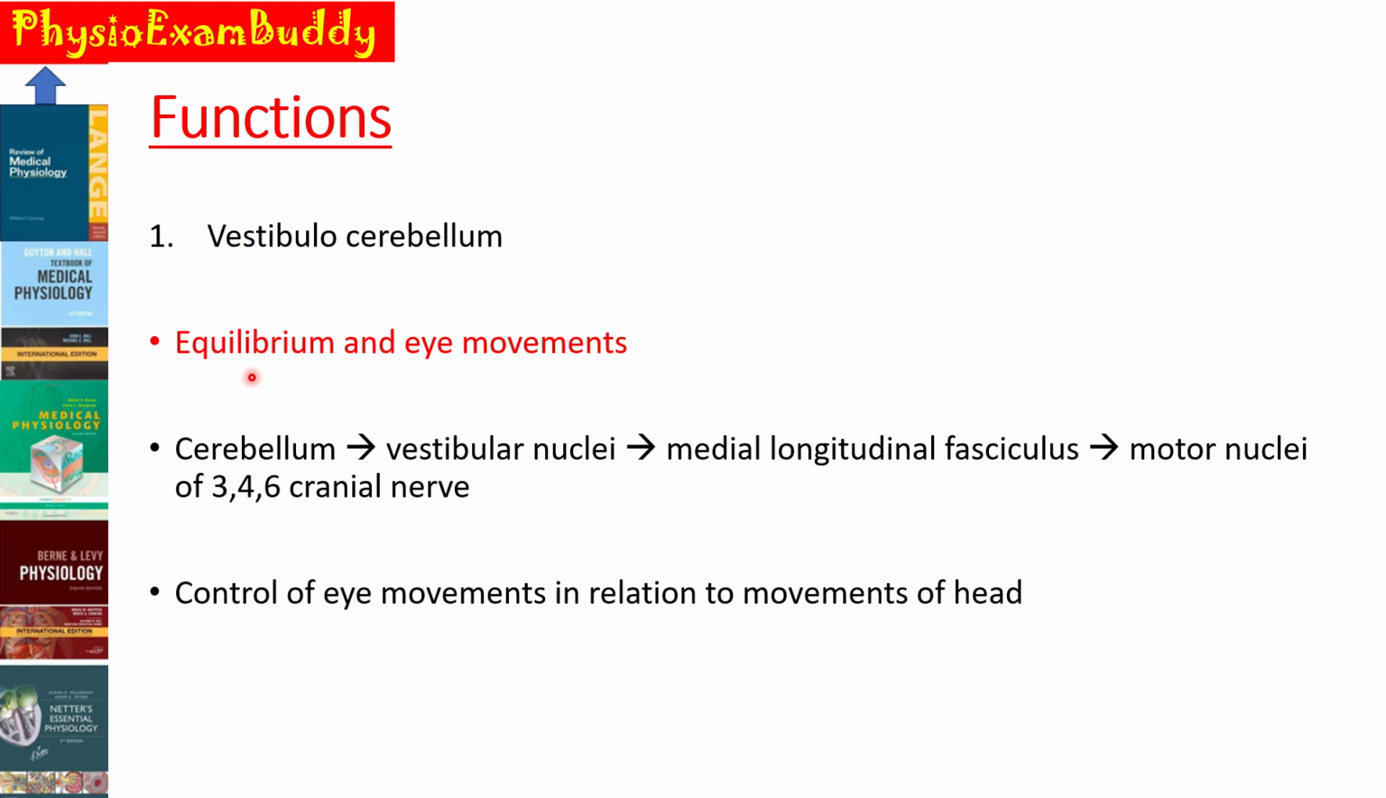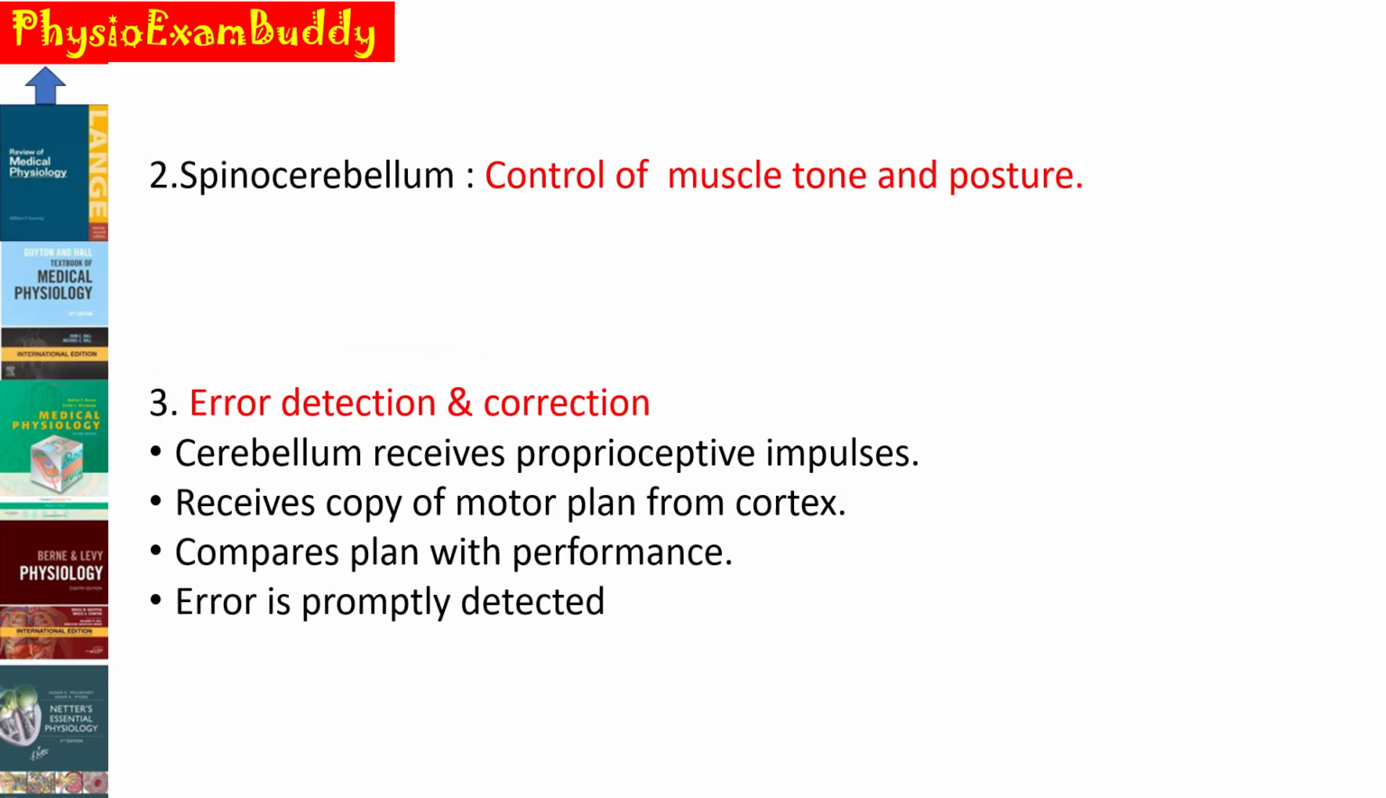It is mainly related to equilibrium as well as eye movements. The fibers from the cerebellum project to the vestibular nuclei and through the medial longitudinal fasciculus project to the motor nuclei of the 3rd, 4th and 6th cranial nerves. That is why it controls the eye movements in relation to the movements of the head. Next is the function of the spinocerebellum. It is mainly related to the control of muscle tone as well as posture.